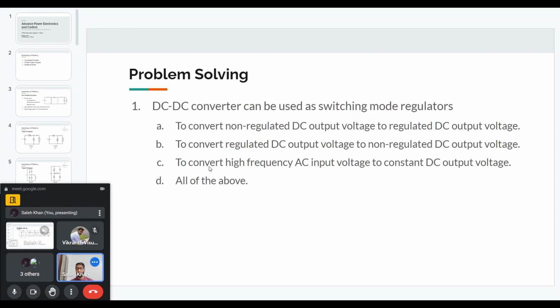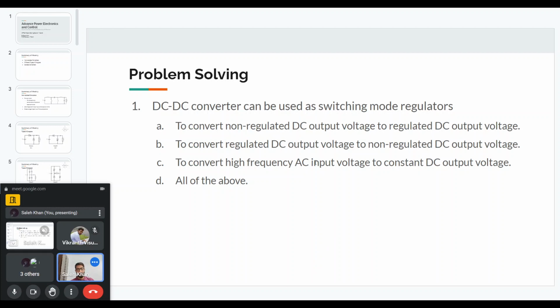Regulated means it is exactly 10. If it goes beyond 10, our converter will adjust it to 10. So it will regulate it. So the DC-DC converter is basically used to convert a non-regulated DC to a regulated DC. And we will obviously not convert a regulated DC to a non-regulated DC; that is not the function of the DC-DC converter.